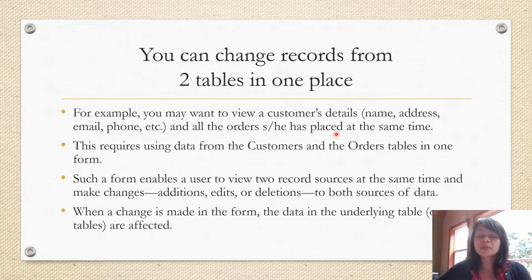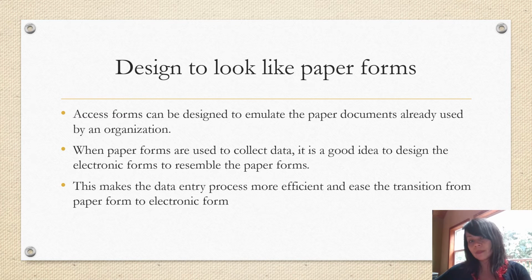You can change records from 2 tables in one place. For example, you might want to view a customer's details like the name, address, email, phone number, etc., and all the orders that he or she has placed at the same time. This requires using data from the customers table and the orders table in one form. So such a form enables a user to view 2 record sources at the same time and make changes like adding or editing or deleting to both sources of data, to both tables. So when a change is made in the form, then the data in the underlying tables is affected. And you don't have to open up 2 tables.